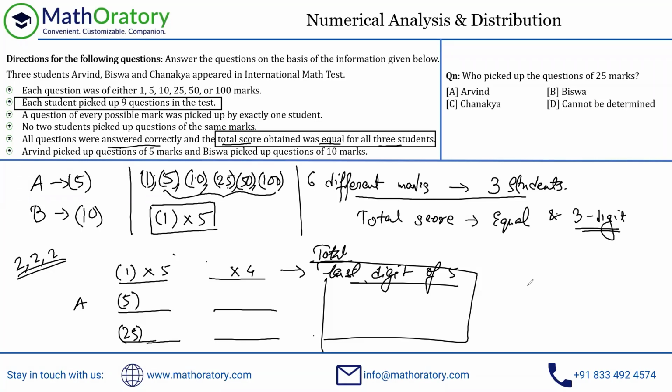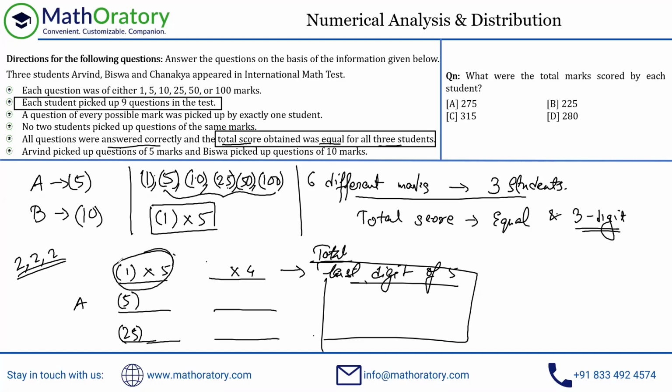So first question is not asking for that. Yeah, so what were the total marks scored by each student? If I go along with this idea, it has to be either 275, 225 or 315, right? So 280 is silly for this case, right? If I consider any other thing, this total is adding up to 5, right? If I pick up the first option, this has to add up to 270, which is not possible. I mean, 270 is not a multiple of 4. So this 275 is out.